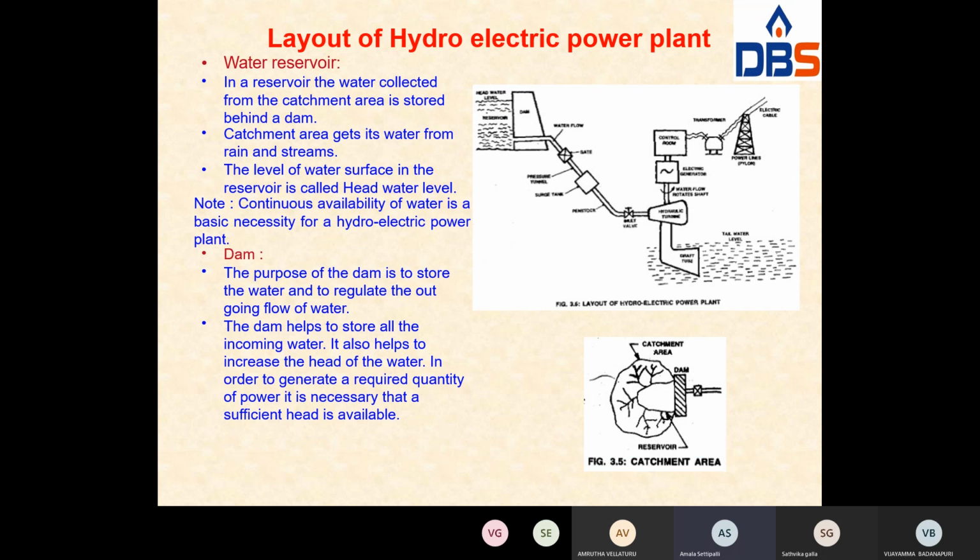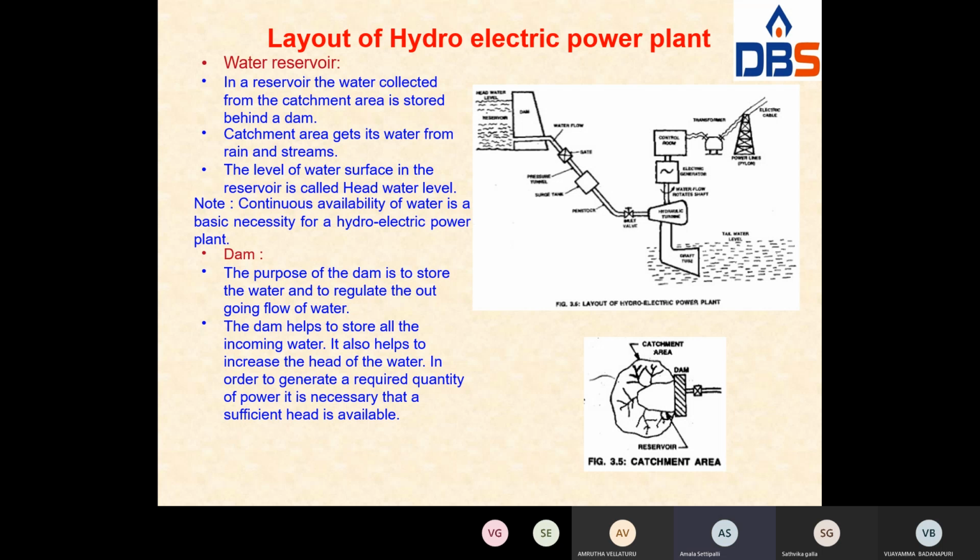See, I will explain each and every part. First you must have a water reservoir and dam. First, the reservoir. In a reservoir the water collected from the catchment area is stored behind a dam. Wherever the total water is collected in one place, that is nothing but a reservoir. Behind that reservoir you can construct a dam.